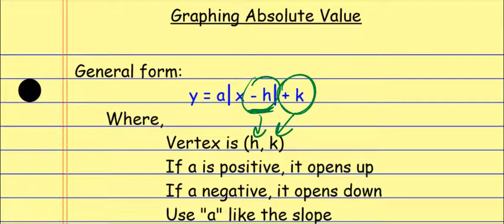And then this value out front kind of gives us the rest of the graph. So that h, k is just the vertex. That's where we're going to start. And then this value out front tells us everything else. It tells us whether the V opens up or down, whether it's a normal V or an upside down V. It also tells us the shape of this thing by acting kind of like the slope. So when that a value is positive, it opens up. When it's negative, it opens down. And then we use that a value kind of like slope in order to graph this V.